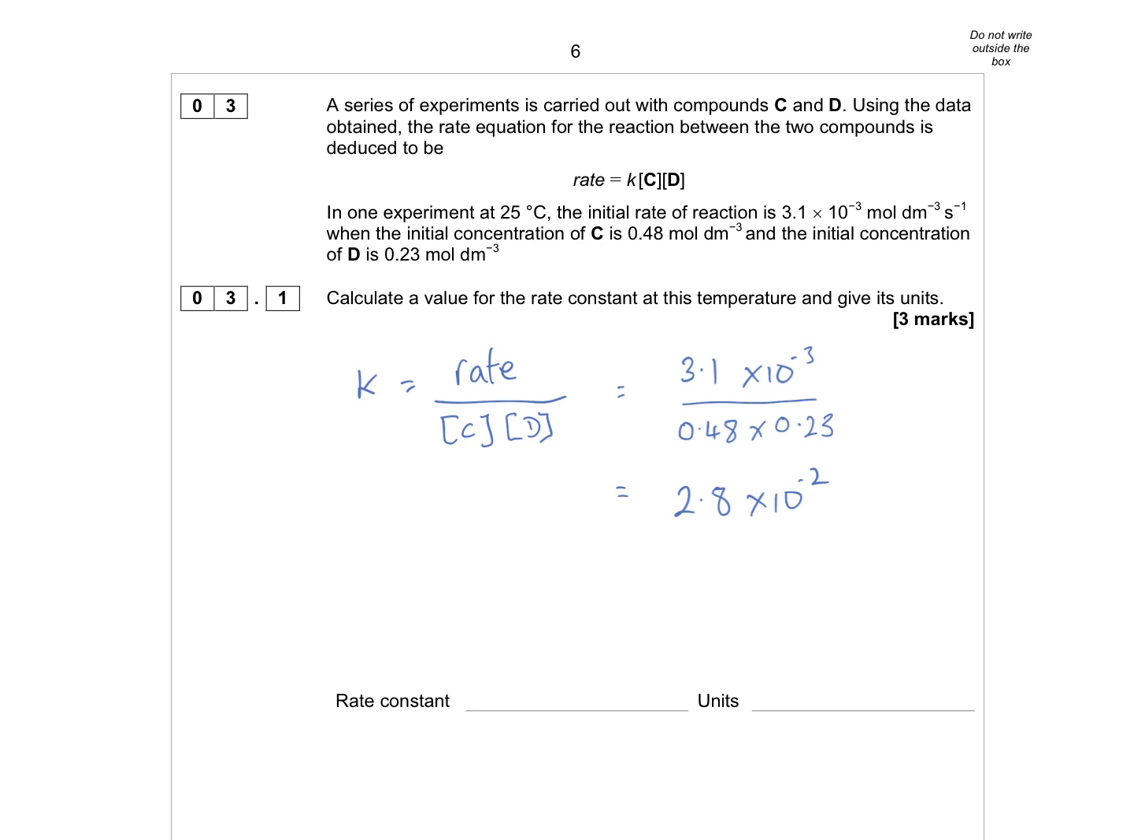And then we just need to work out the units for the rate constant. So we're going to write out the units for rate, which are moles per decimetre cubed per second, and then we're dividing that by moles per decimetre cubed, and again moles per decimetre cubed. That's the concentration of C and the concentration of D. Cancel out things that appear on the top and the bottom, and then you're left with seconds to the minus 1 on the top and moles dm to the minus 3 on the bottom. So the moles on the bottom becomes moles to the minus 1, dm to the 3, seconds to the minus 1.